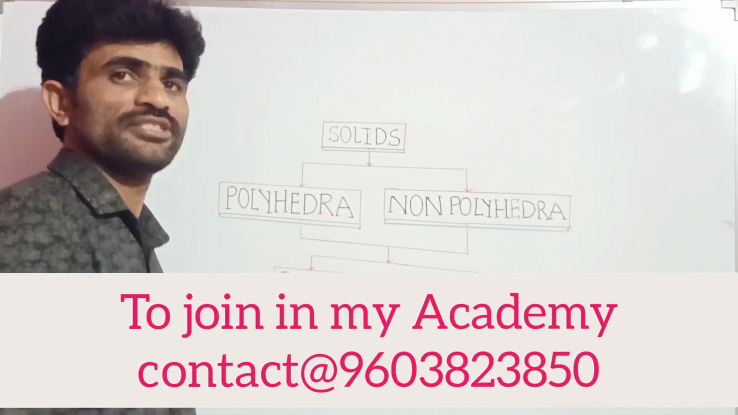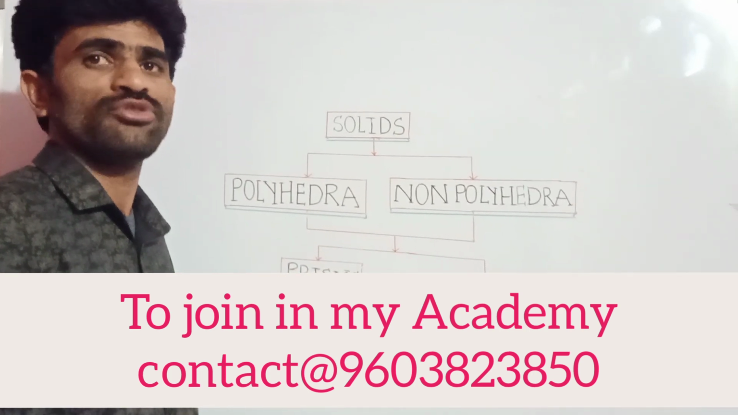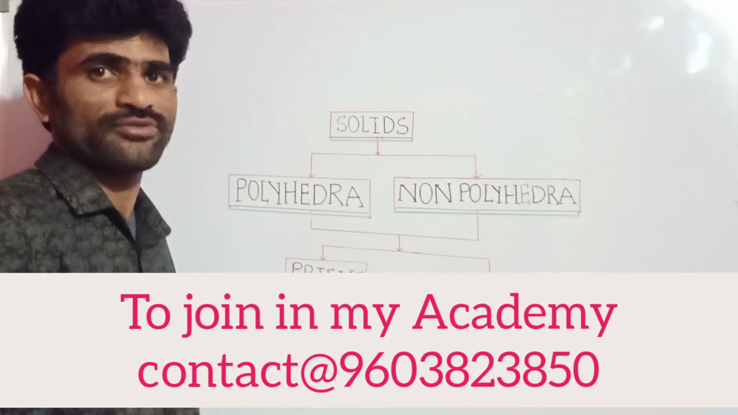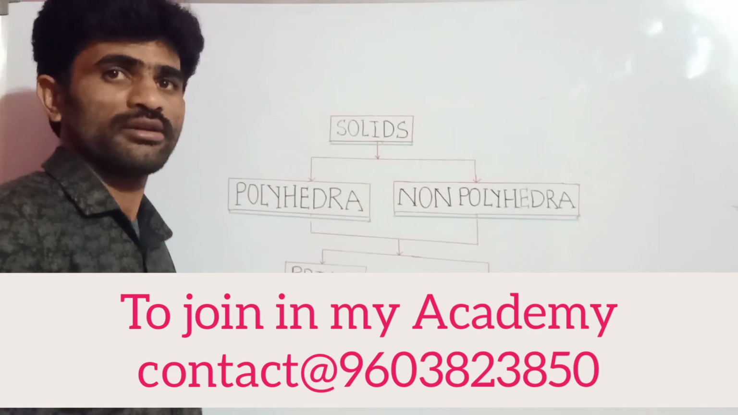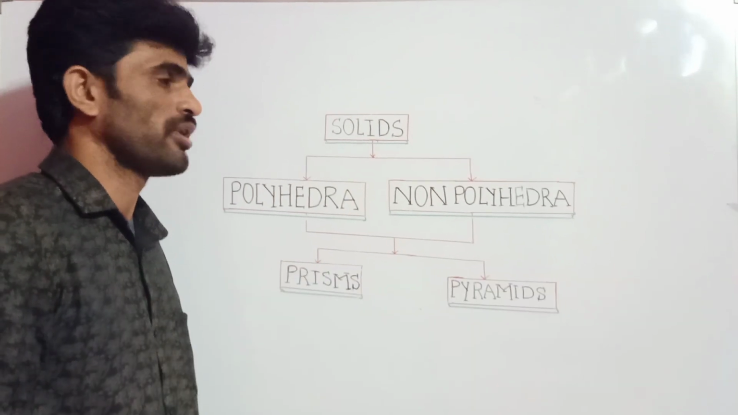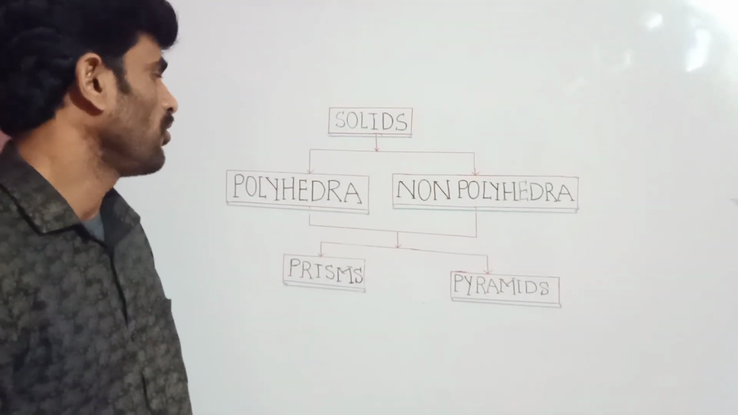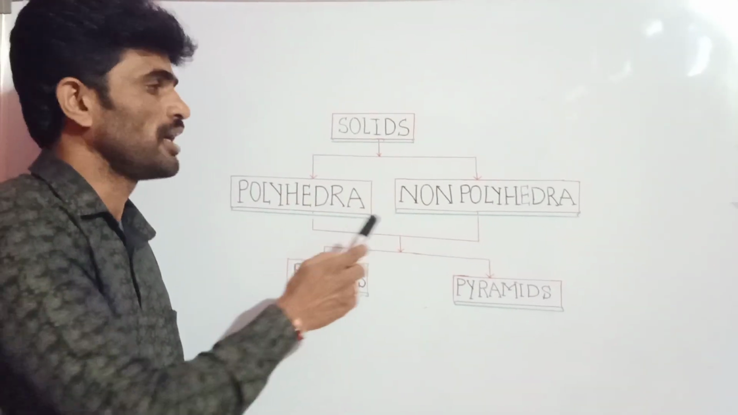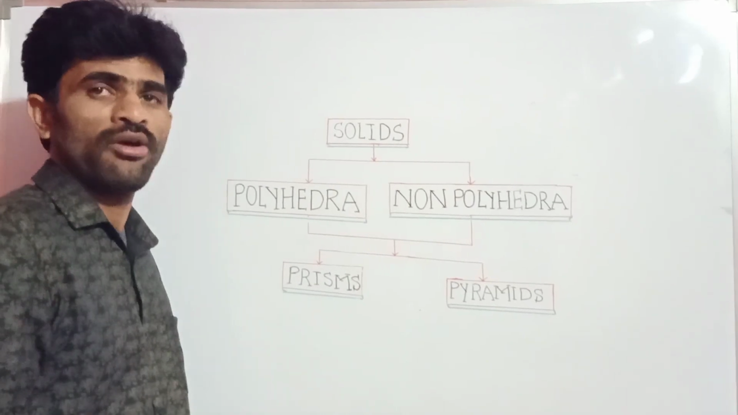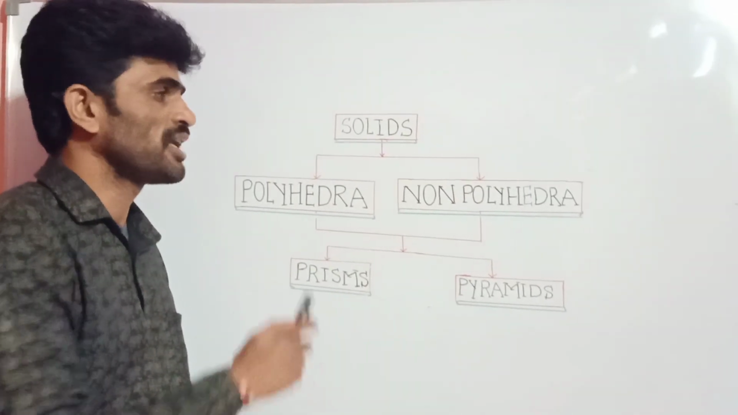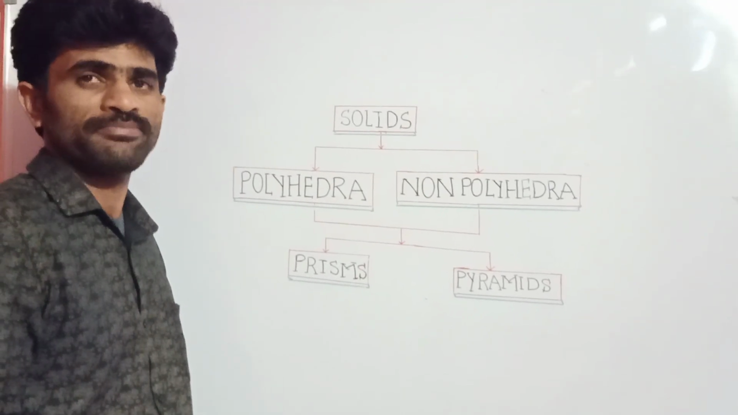Today our topic is solids. In our daily life, we come across many different types of solids, right? So today, let us try to know what are the different types of solids we see. Solids are of two types: polyhedra and non-polyhedra. What are the solids which come under polyhedra and what are the solids which come under non-polyhedra?